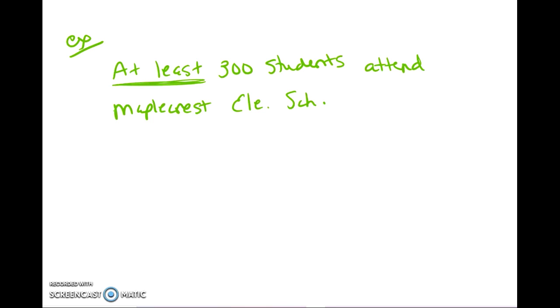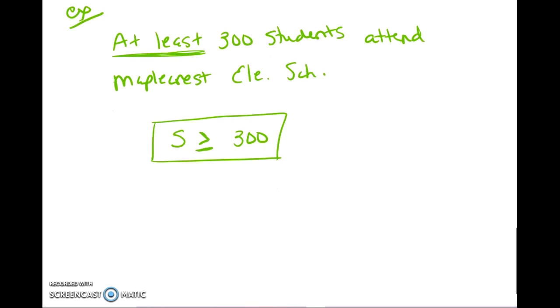So at least means we can include the 300. So let's let our value be S for our students. And there's at least 300, so there could be more than that, which means the number of students has to be greater than or equal to 300. So it could be 400, it could be 500, it could be 1,000, but it's at least 300. So this is the expression that we're looking for if you need to write an inequality from some wording.